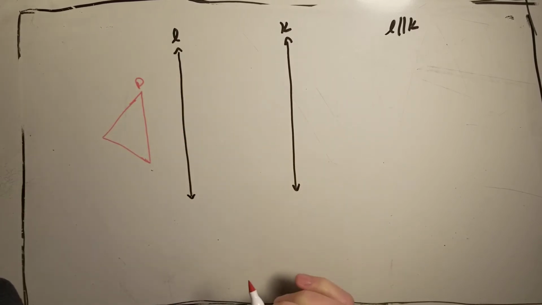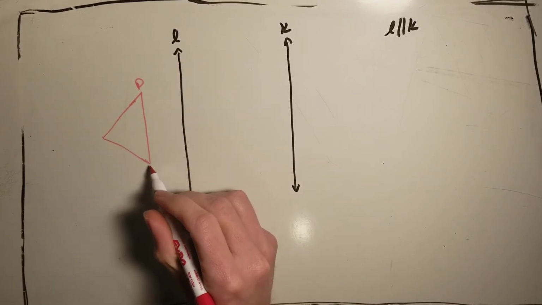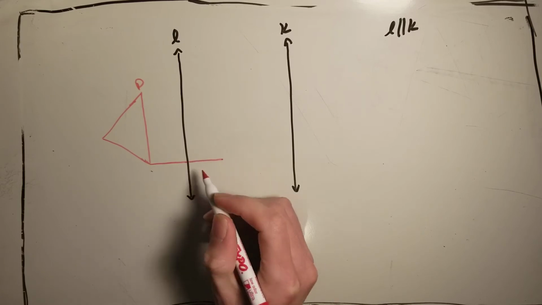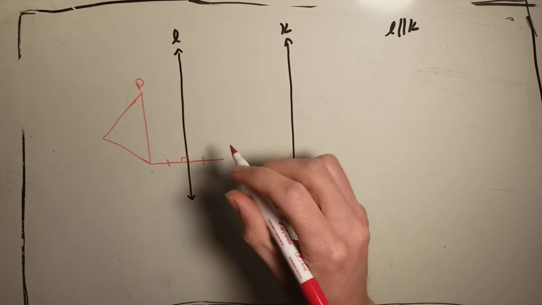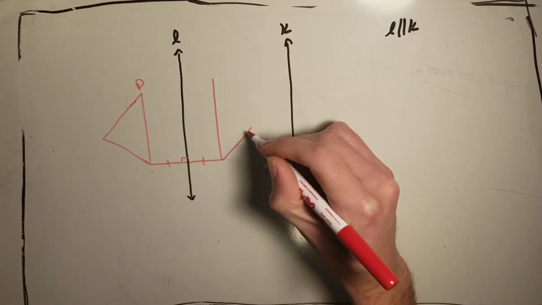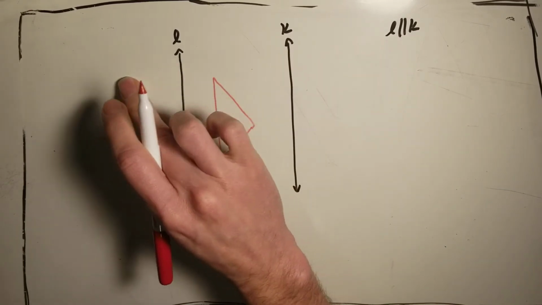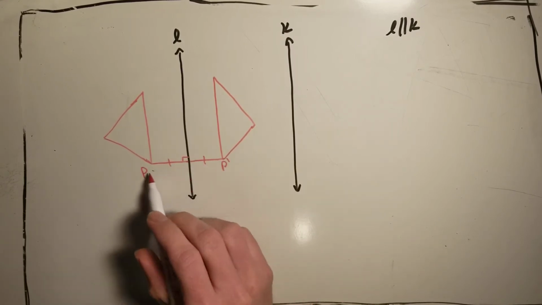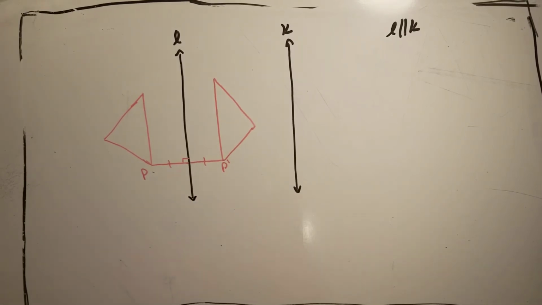call this P. So when you first reflect over L, remember when we reflect over a line, that line is going to be the perpendicular bisector of the segment connecting your pre-image and image. So if we actually call this P down here and this P prime, then this segment here is congruent to this segment. That's what we know about a reflection.